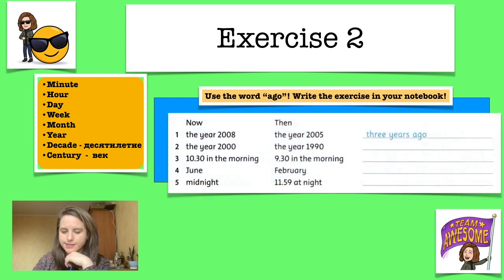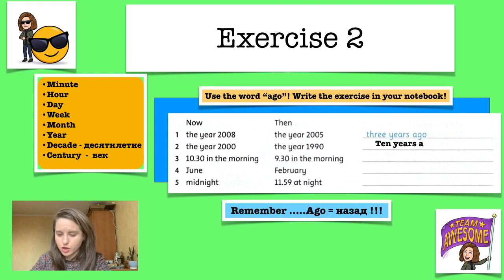So, for example, the year 2008 and the year 2005. 3 years between them. 3 года между ними. Okay? So, I need you to write on the line 3 years ago. 3 years ago in the past. Okay? Now, I want you to remember that with ago, it means назад.